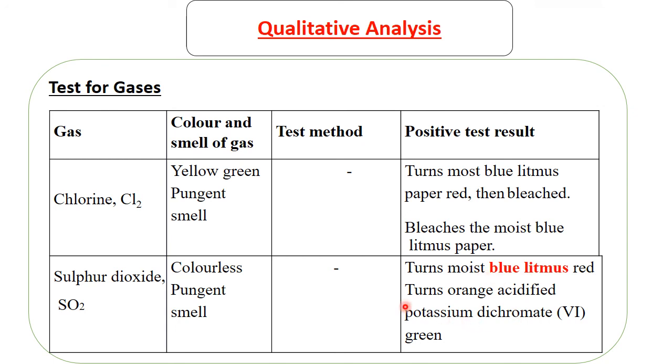So for chlorine, sulfur dioxide, and ammonia, you can differentiate using the colors. But for ammonia and sulfur dioxide, they are both colorless, but they have nearly the same smell. So the difference is what they do to the litmus paper. Ammonia is going to turn the red litmus paper blue, while sulfur dioxide is going to turn the blue litmus paper red. For chlorine, you can tell from the color, and of course it turns moist blue litmus paper red, just like sulfur dioxide.